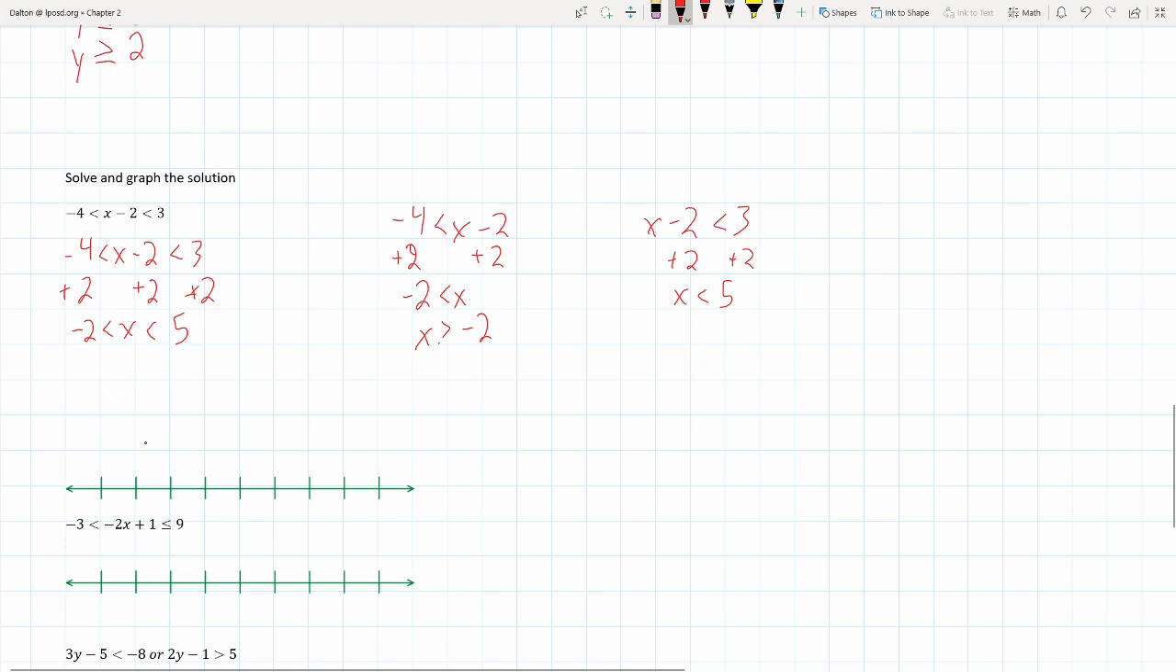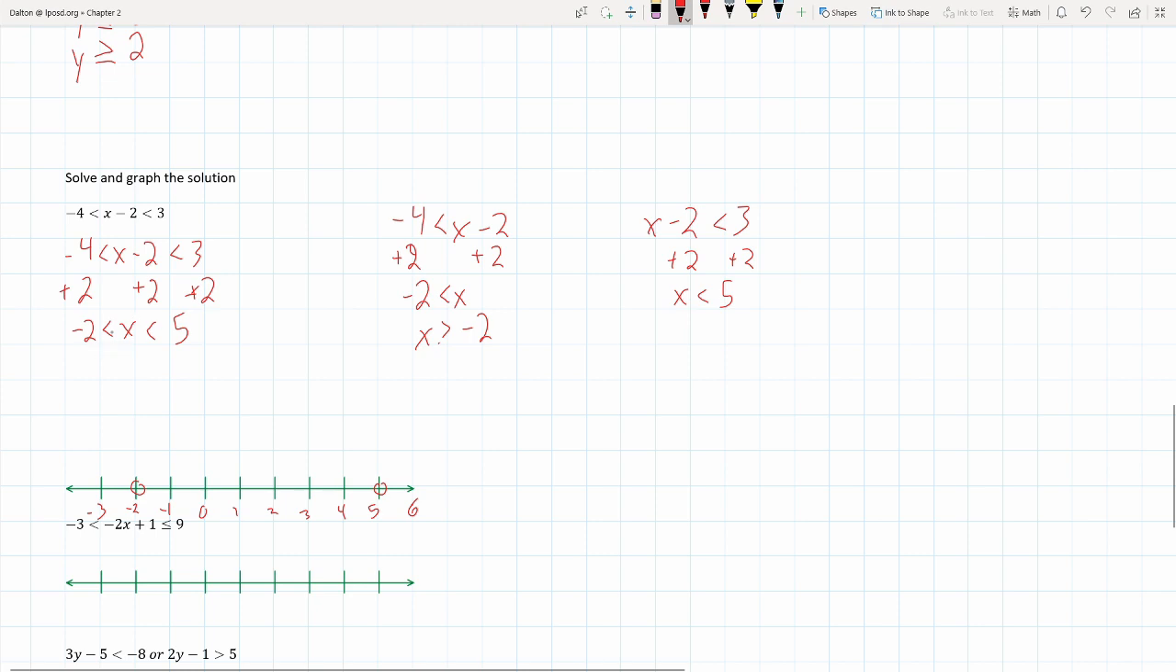So in graphing this, I want to start with negative 3 on the left and go out from there. Negative 3, negative 2, negative 1, 0, 1, 2, 3, 4, 5, and I'm going to put a 6 out here just so I can reference it. These both have no equal to signs, so I know it's going to be an open dot at negative 2 and an open dot at 5.